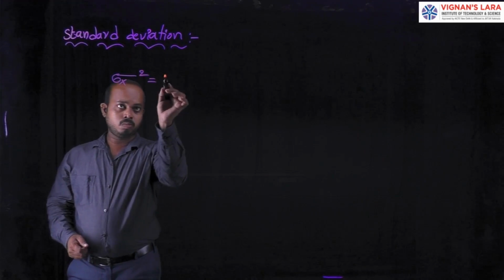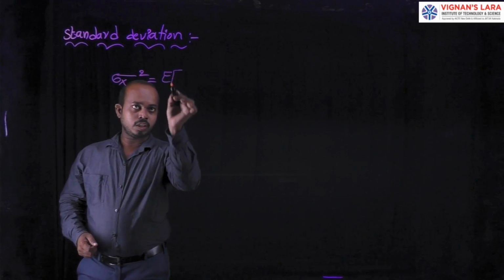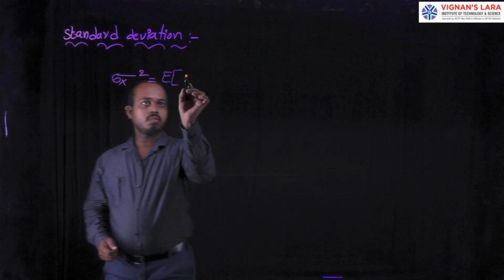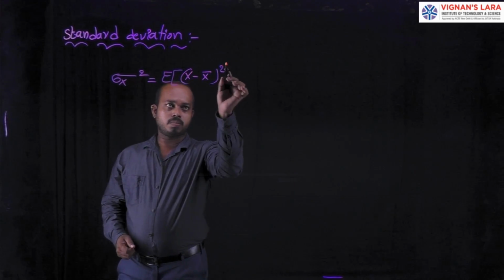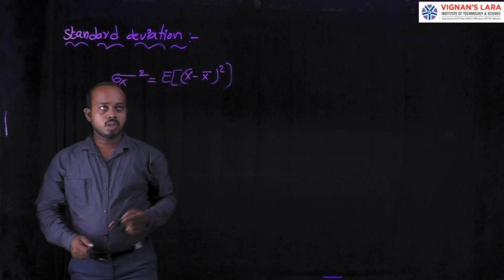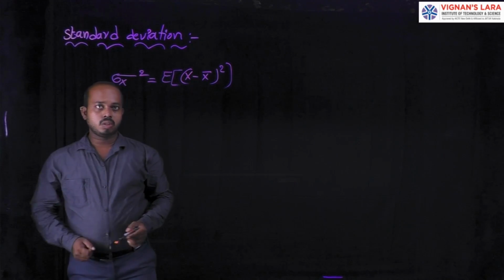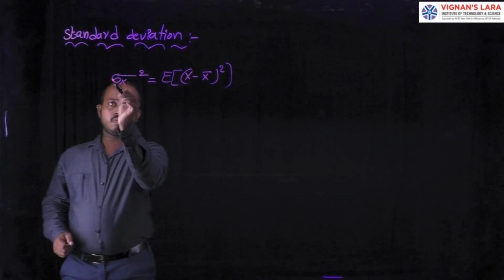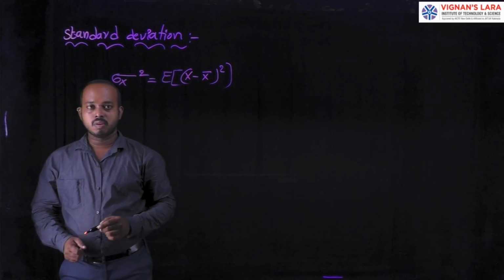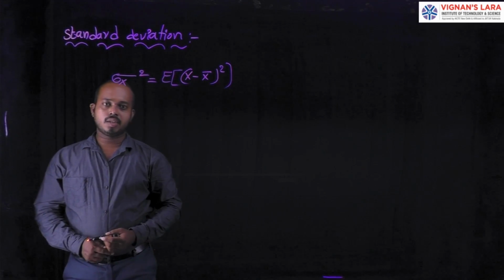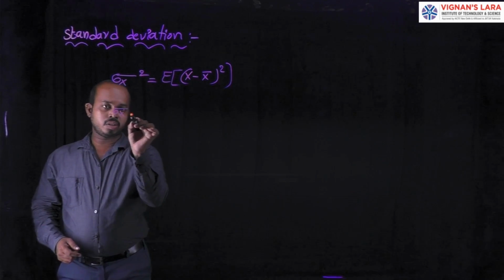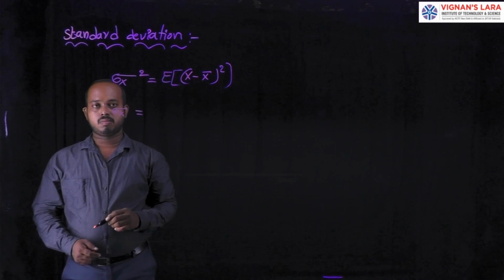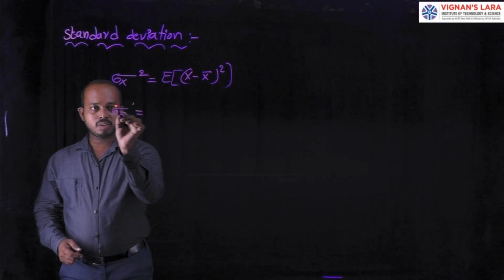is equal to the expectation of x minus x bar whole square. The square root of variance we call the standard deviation. From this variance value, we obtain the standard deviation, and we represent the standard deviation with sigma x.